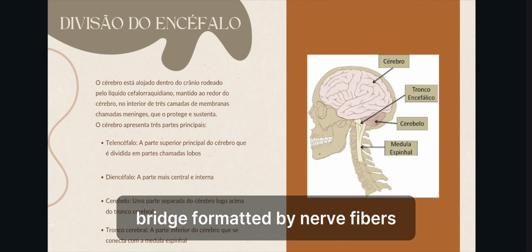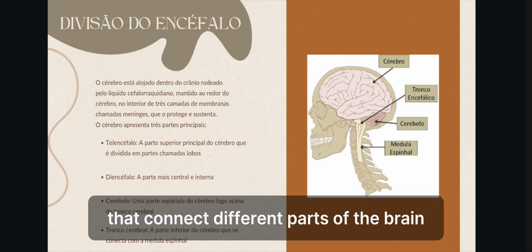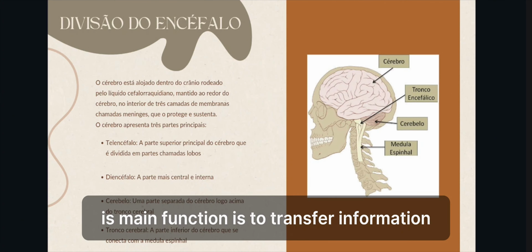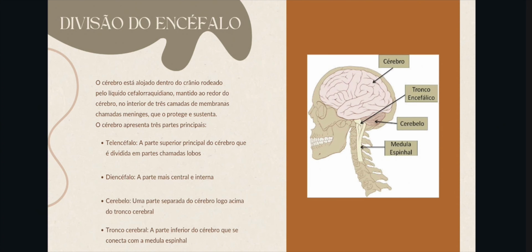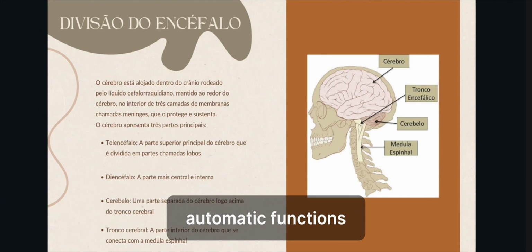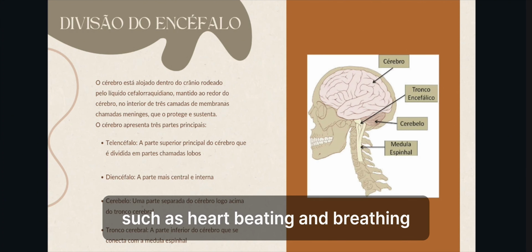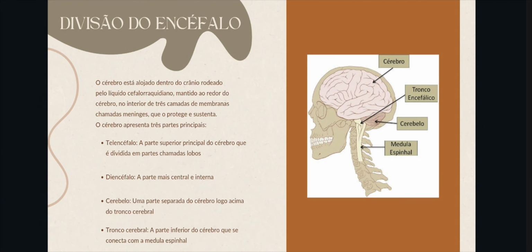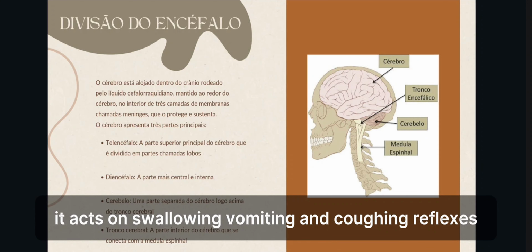Bridge, formed by nerve fibers that connect different parts of the brain. Its main function is to transfer information. Bulb. This structure controls a series of important automatic functions, such as heart beating and breathing. In addition, it acts on swallowing, vomiting, and coughing reflexes.